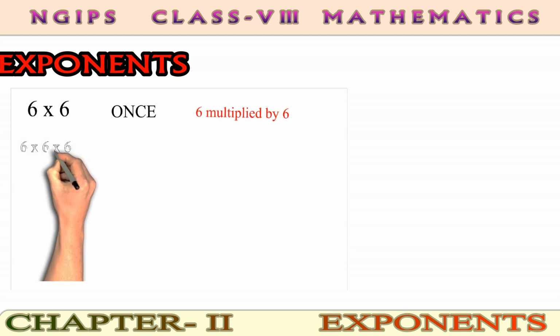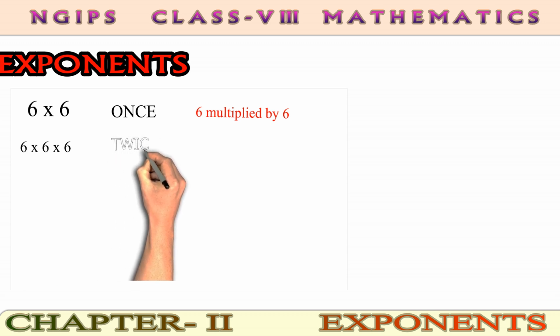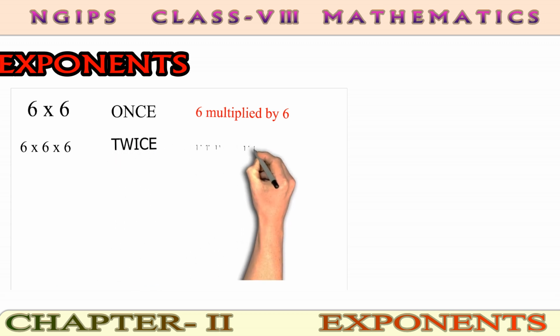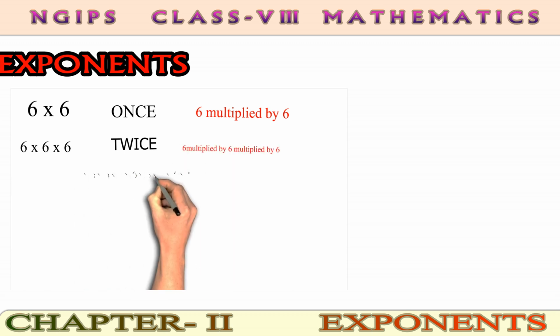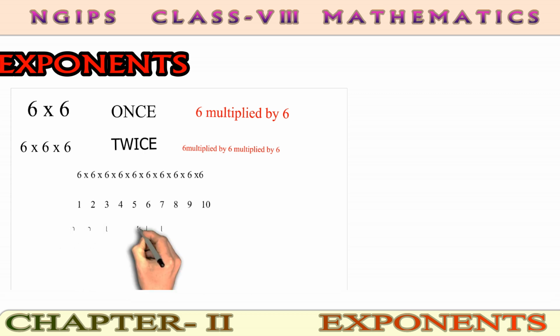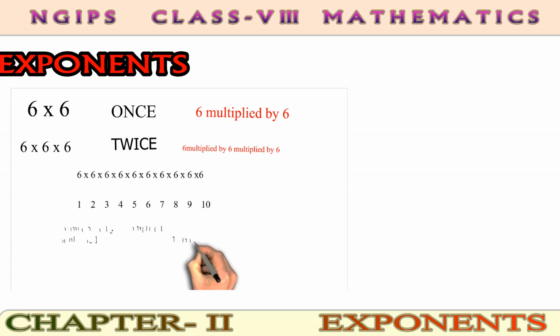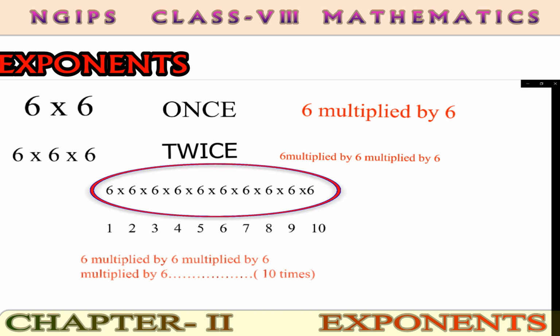Now let's say you have been asked to write down 6 multiplied by 6 multiplied by 6. You write it down as 6 times 6 times 6. In this example, we are multiplying 6 by itself twice. Now you have been asked to write down 6 multiplied by 6 multiplied by 6 and so on 10 times.